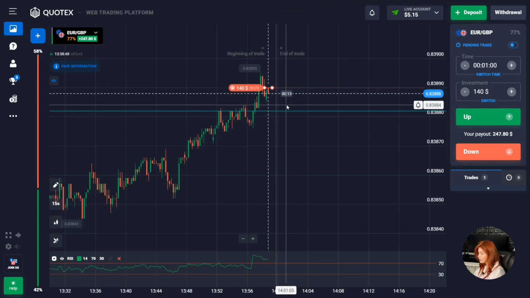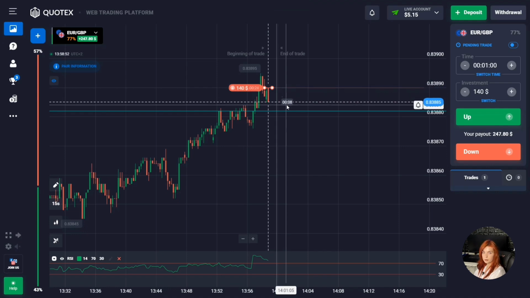It is on this downward movement that we'll try to make money, guys. I hope that in this case 1 minute will be totally enough. Let's wait for the result, guys.